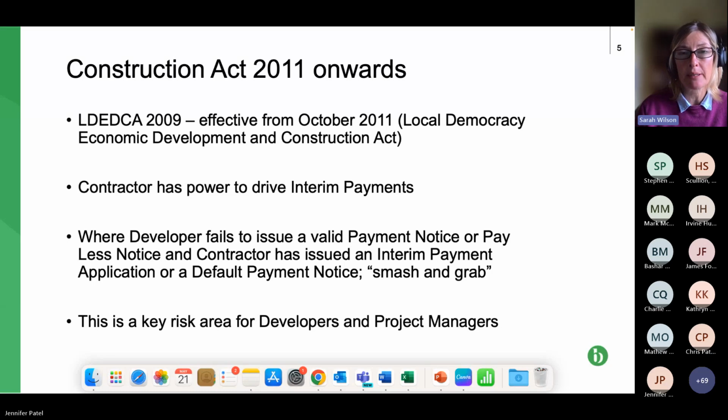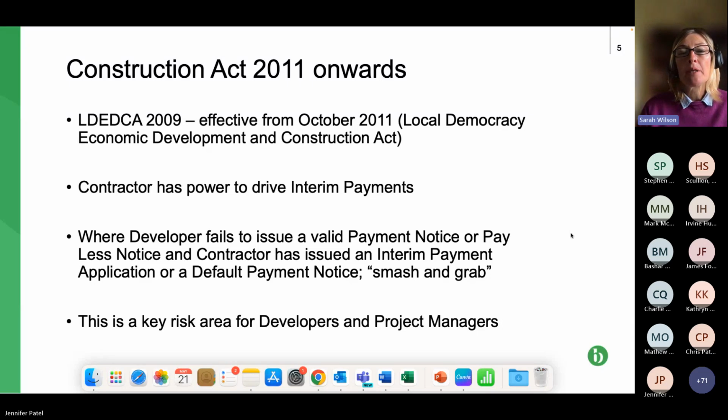So how they dealt with that in this Act in 2011 was to say, well, if the paying party doesn't submit the payment notice to say what it is willing to pay, then what has to be paid is the sum that the party doing the work has applied for. So obviously it assumes that the contractor or subcontractor has submitted an interim payment application. And hopefully you can see what a valuable tool that is to contractors and subcontractors through projects.